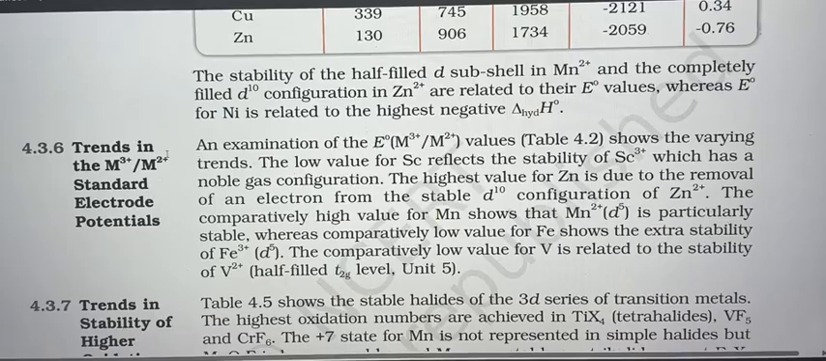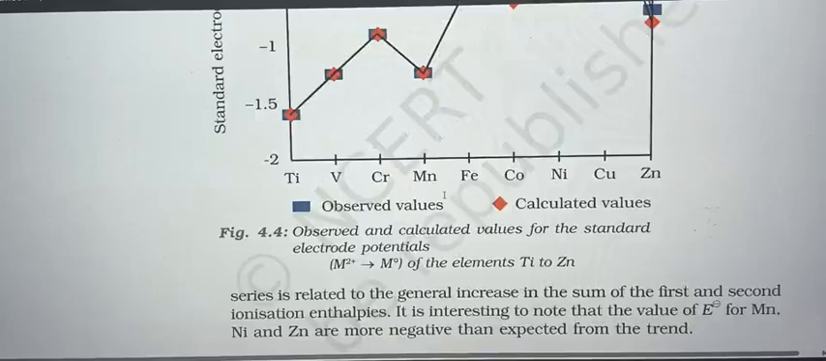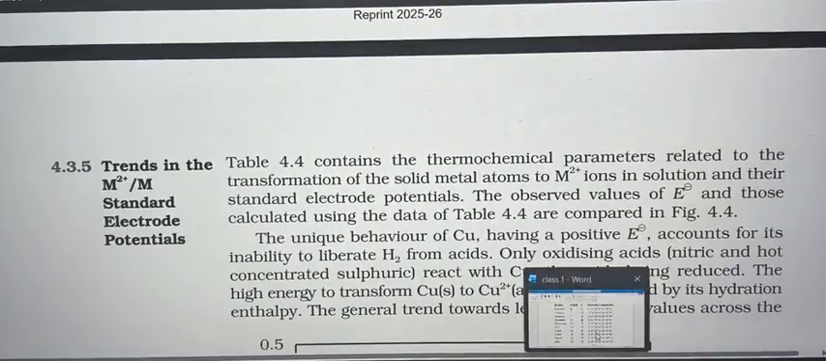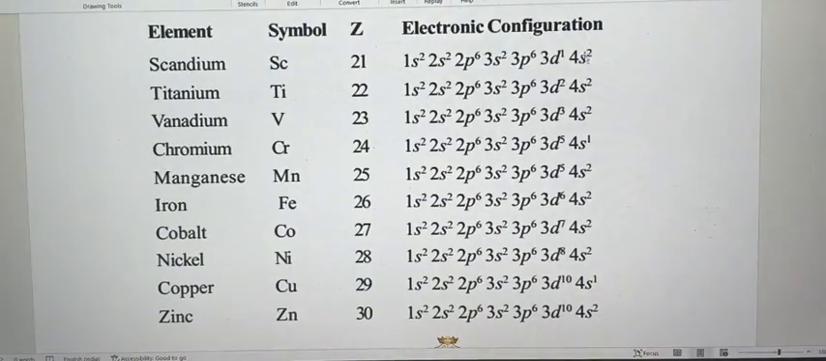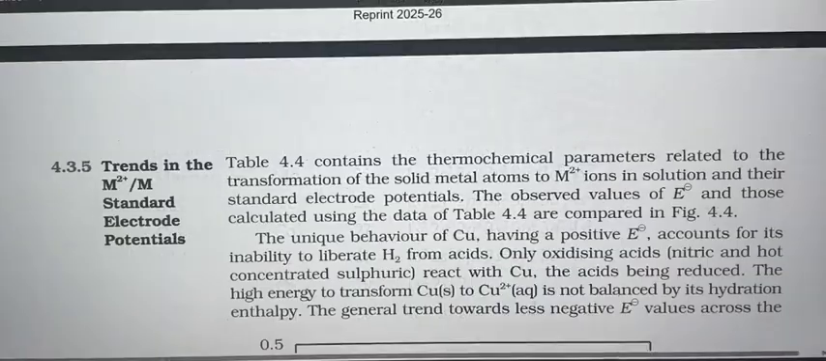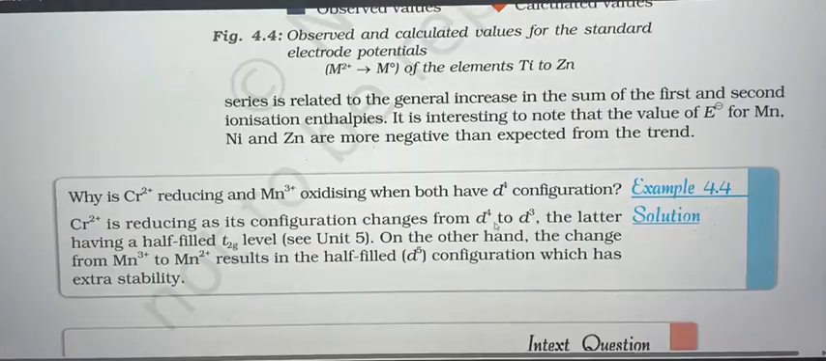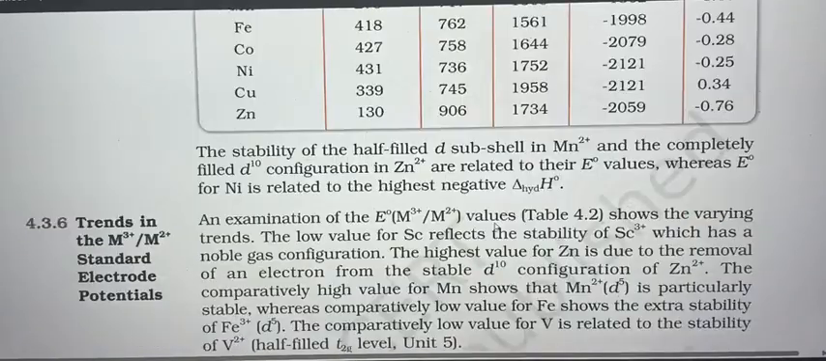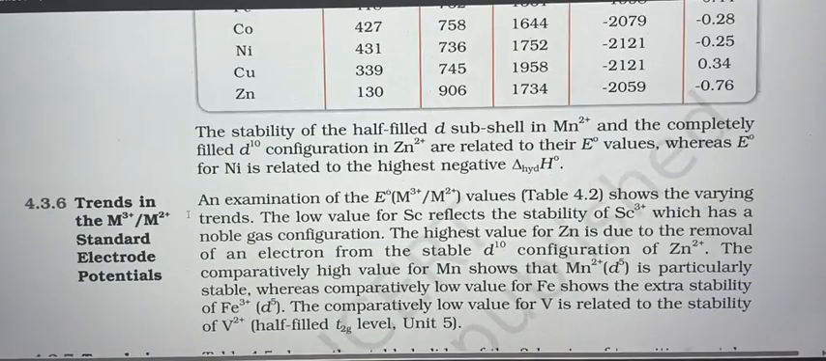Why? We already know scandium 3+ is a noble gas configuration. If you see the electronic configuration, we can see it here. So 2 electrons will be gone, 1 electron will be gone because 3+. Then what is this? This is nothing but argon noble gas configuration. It will be more stable. So because it's more stable in the plus 3 state, it doesn't want to convert to plus 2. So there will be a low value.